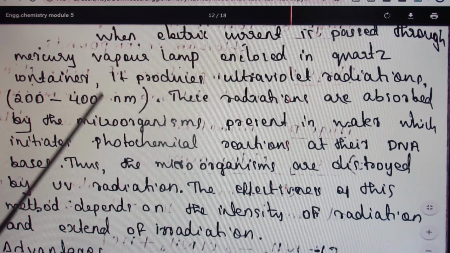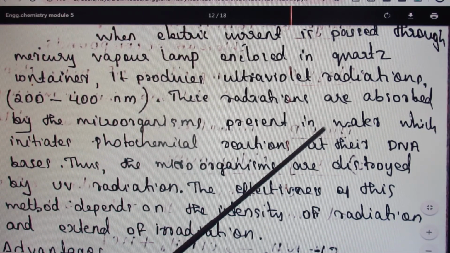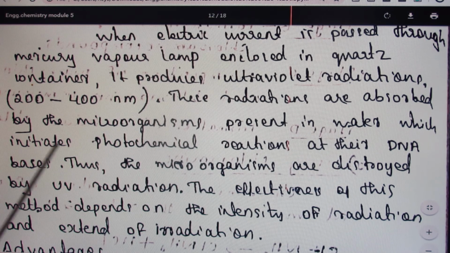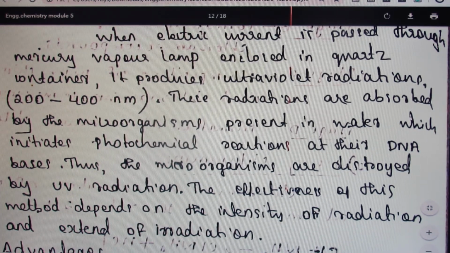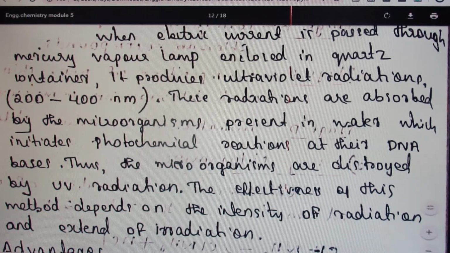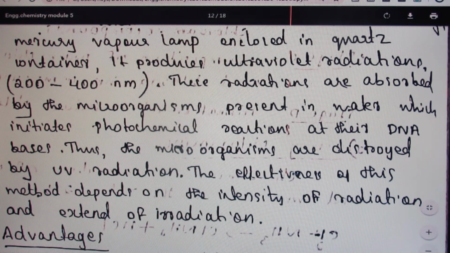These radiations are absorbed by the microorganisms present in water, which initiates a photochemical reaction at their DNA bases. So, these microorganisms are destroyed by UV radiation, and the effectiveness of this method depends on the intensity of radiation and the extent of irradiation.